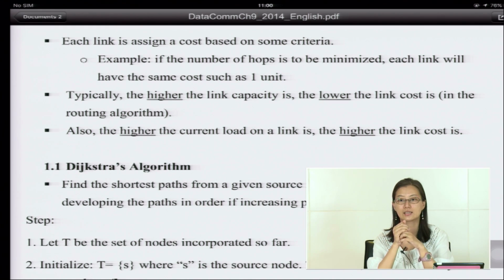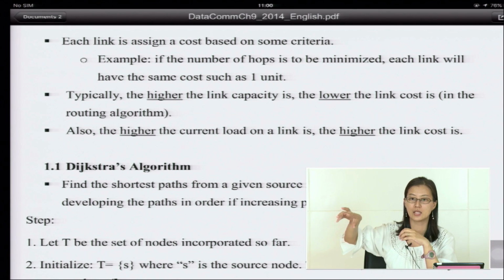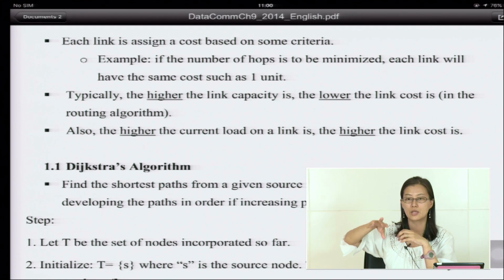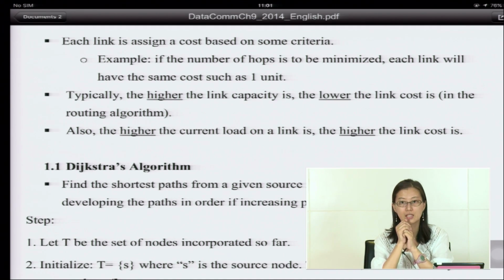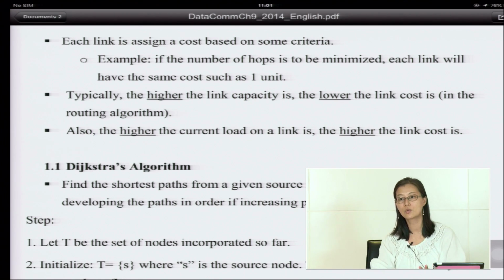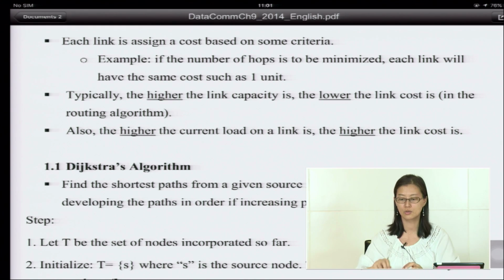So the cost can be the number of hops. You minimize the number of hops, where a hop is like a node that you have to visit. If you have 3 nodes to visit in between, then going from one node to another node is like 1 hop. In this case, each link has the same cost, 1 unit, but it depends on the number of nodes that you have to go through.